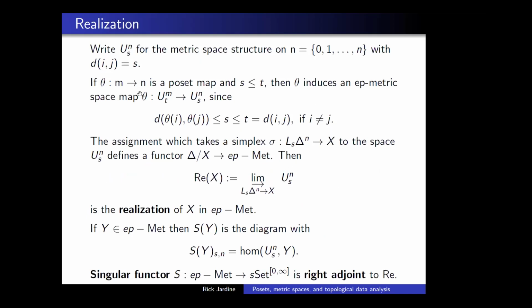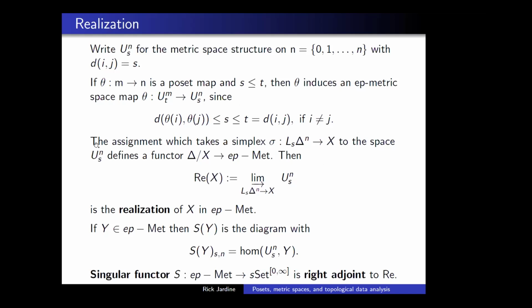If you have a poset map theta from ordinal number m to ordinal number n, and s is less than t, then theta induces an extended pseudometric space map from this metric space to that one. And that works because the distance between theta i and theta j is less than or equal to s, but that's less than or equal to t, and that's the distance between i and j. Okay, so this is a perfectly good extended pseudometric space map, and it's functorial in its description.